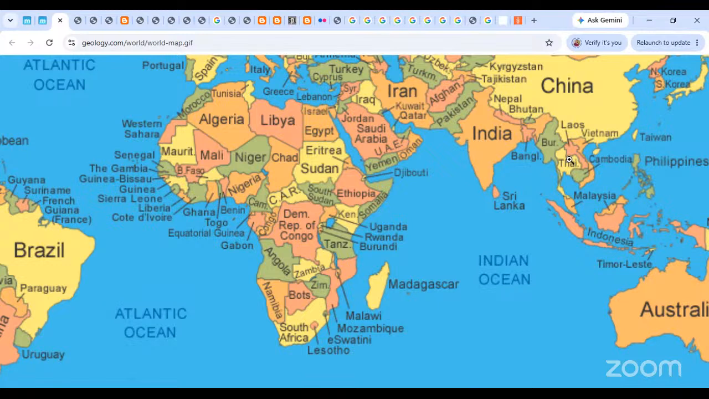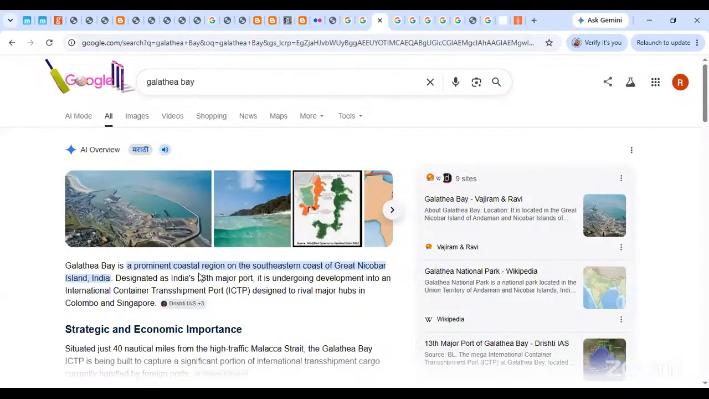If you're looking at proper international shipping, then we are dealing with either Colombo or Singapore, and Singapore over here, we are not looking to do that anymore. We want something of our own, and that is why we are developing another place over here, called Galathea Bay. So Galathea Bay is this part. You can see this region. It is the prominent coastal region of Great Nicobar Islands.